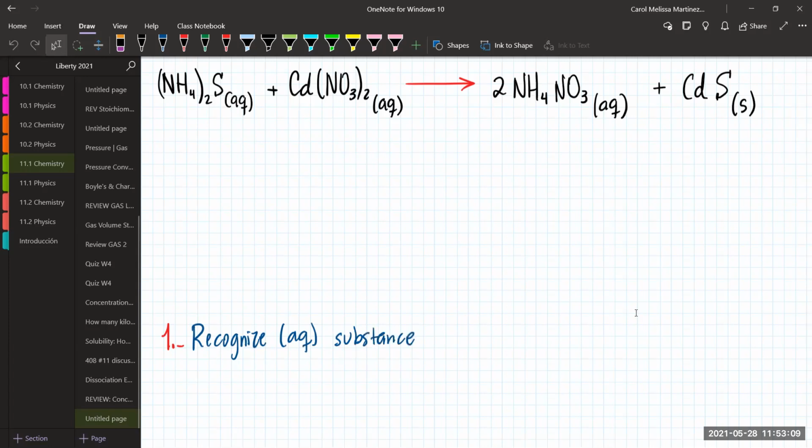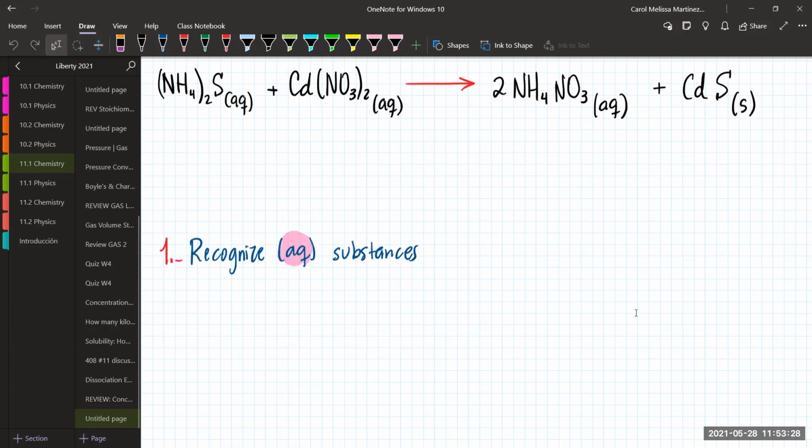So all I'm going to do right now is highlight just those that are aqueous, in a specific color because I'm the teacher. Okay, so I have my aqueous solutions here, here, and also here.